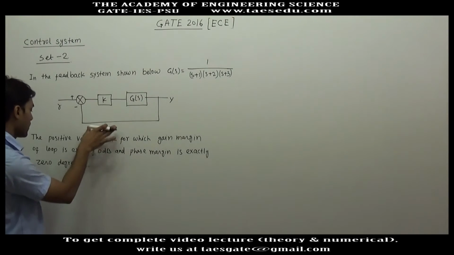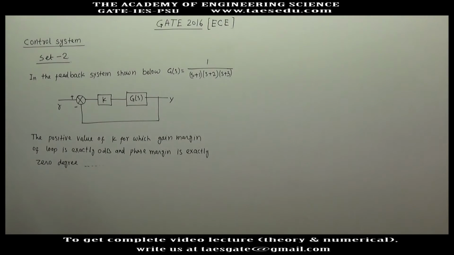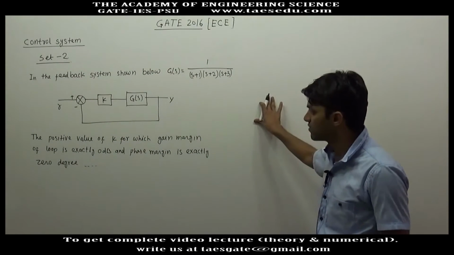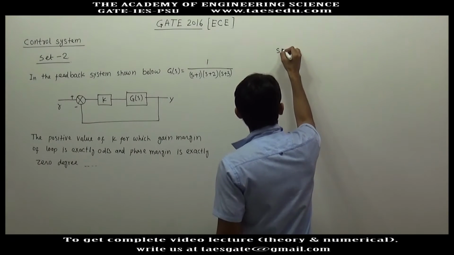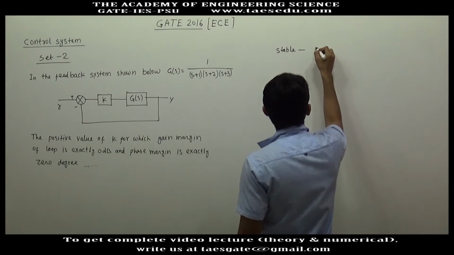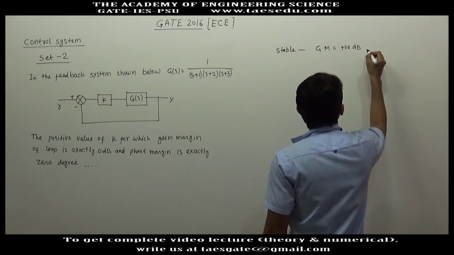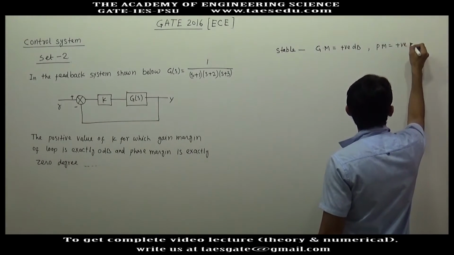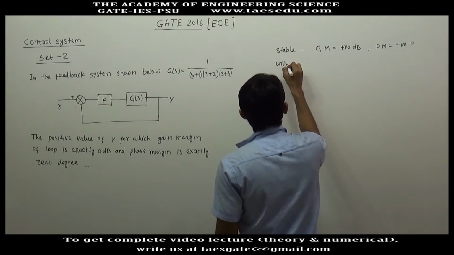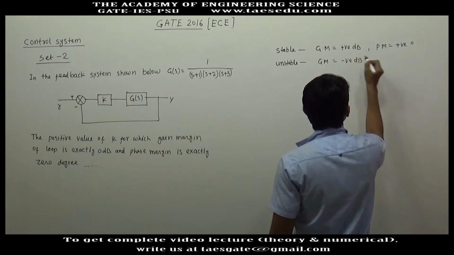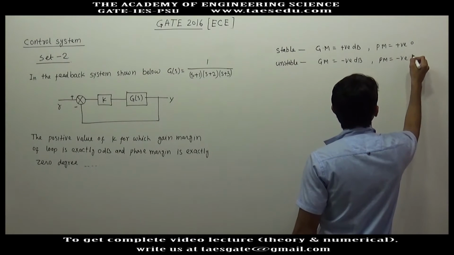For this system, we have to find the value of K for which the gain margin is exactly 0 dB and the phase margin is exactly 0 degree. In terms of gain margin and phase margin, how do we find stability? If a system is stable, the gain margin in dB will be positive and the phase margin will be positive in degree. For an unstable system, the gain margin is negative in dB and the phase margin will be negative in degree.